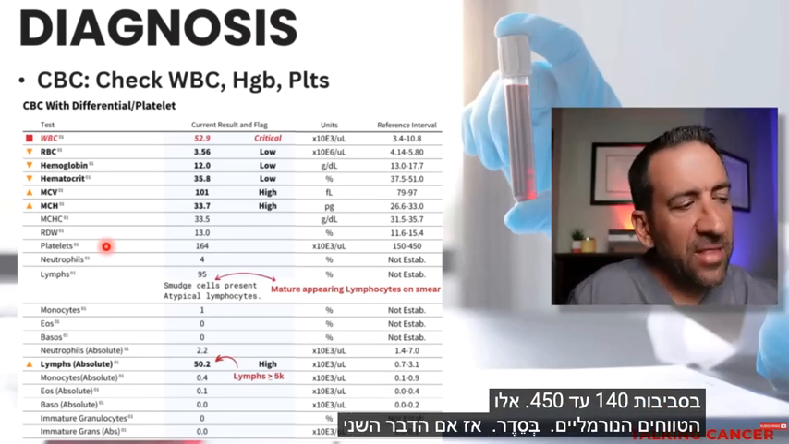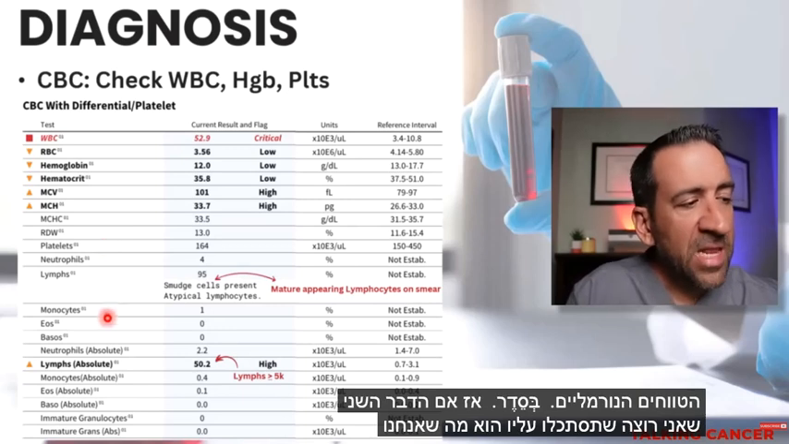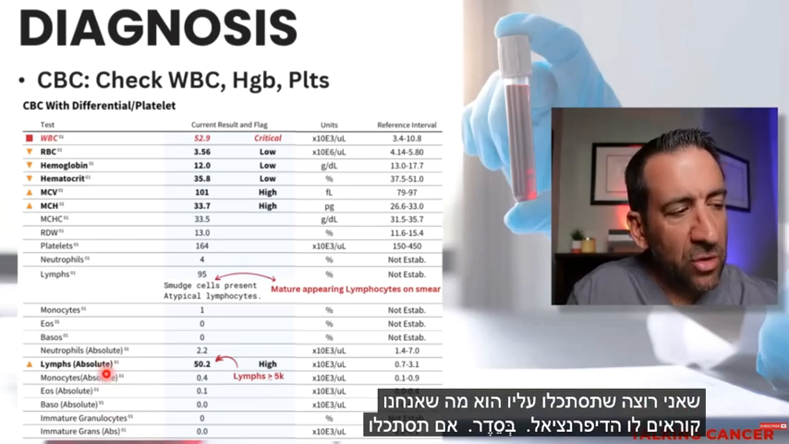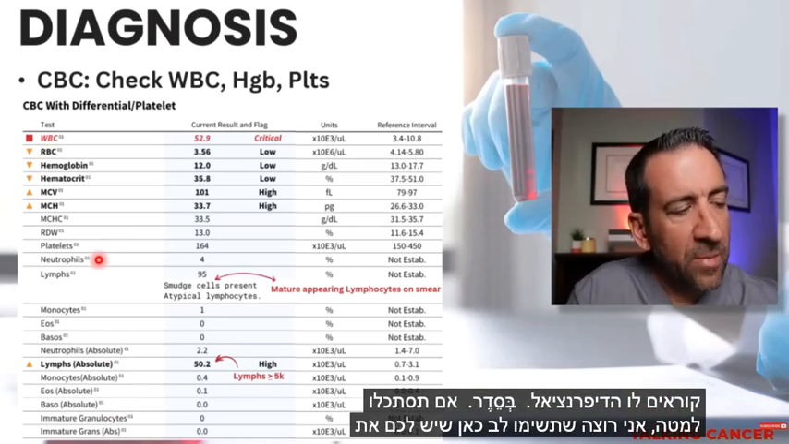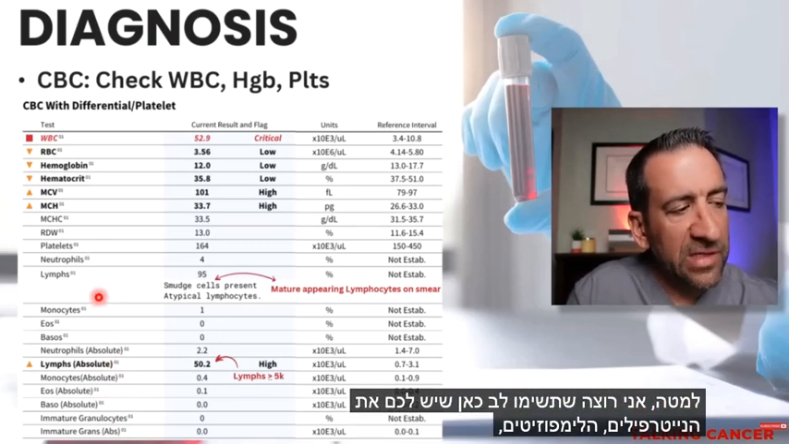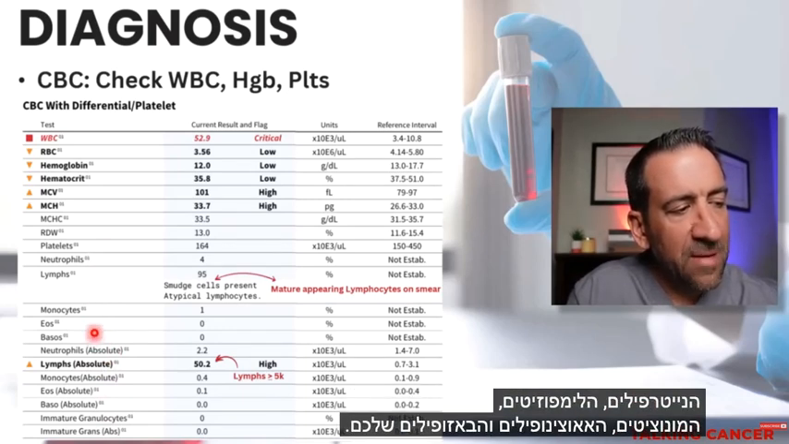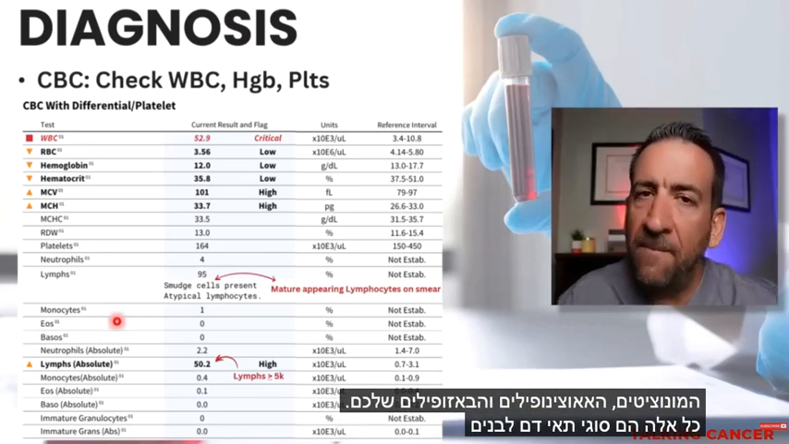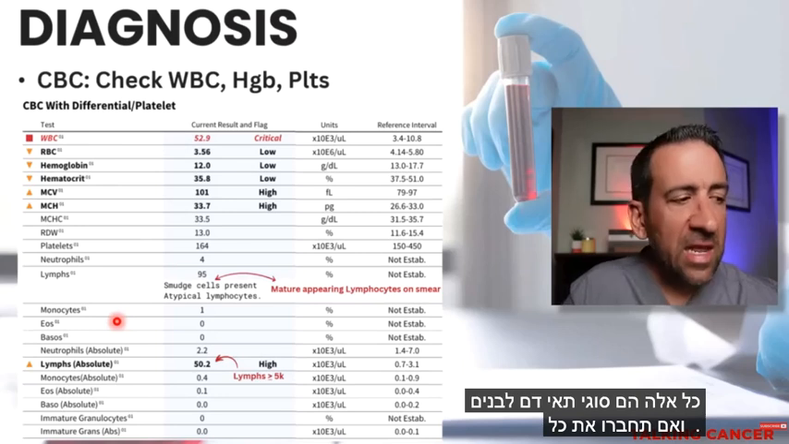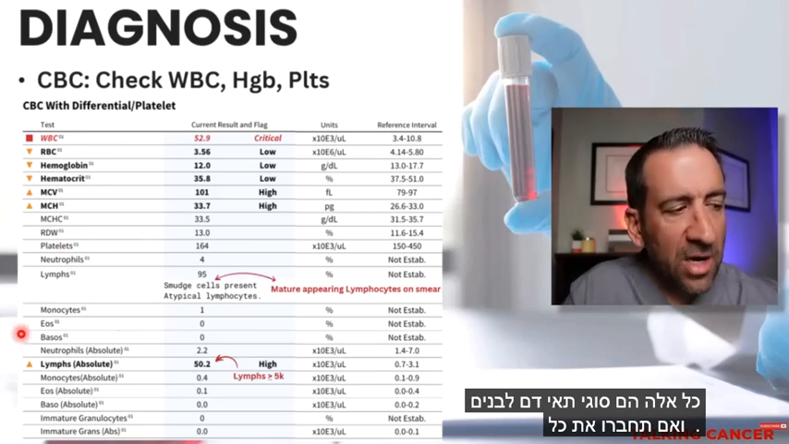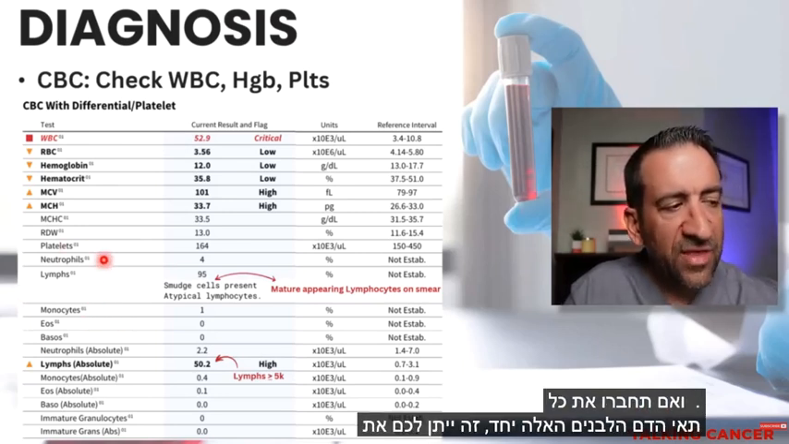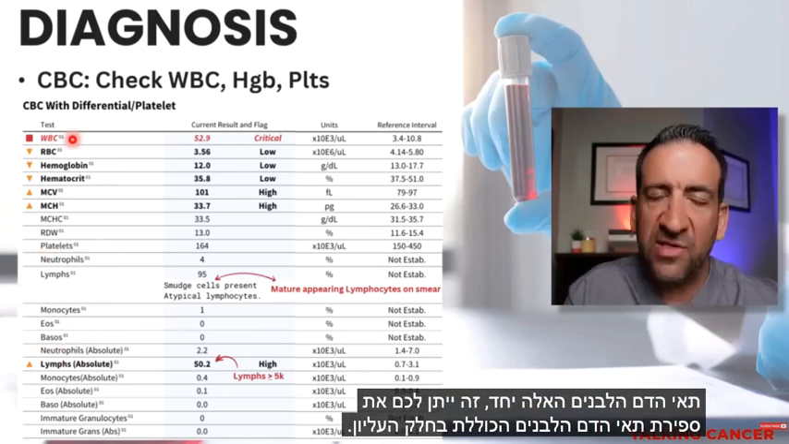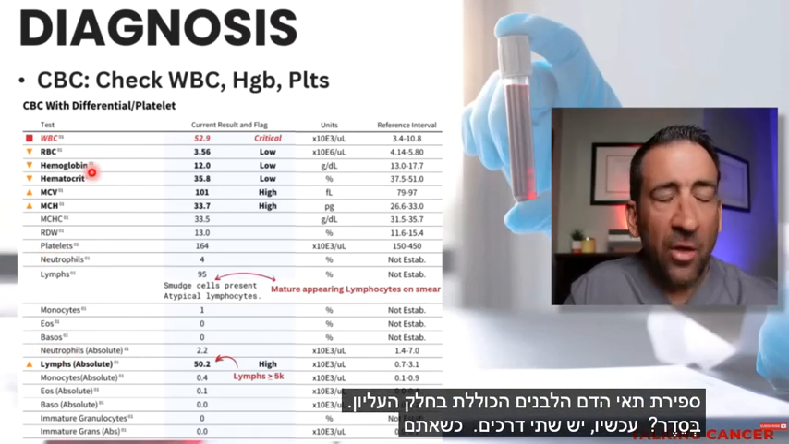Okay, the other thing that I want you to look at is what we call the differential. If you look down, I want you to notice here that you have your neutrophils, lymphocytes, monocytes, eosinophils, and basophils. These are all types of white blood cells. And if you add all of these white blood cells together, this gives you the total white blood cell count at the top, okay? Now, there's two ways.